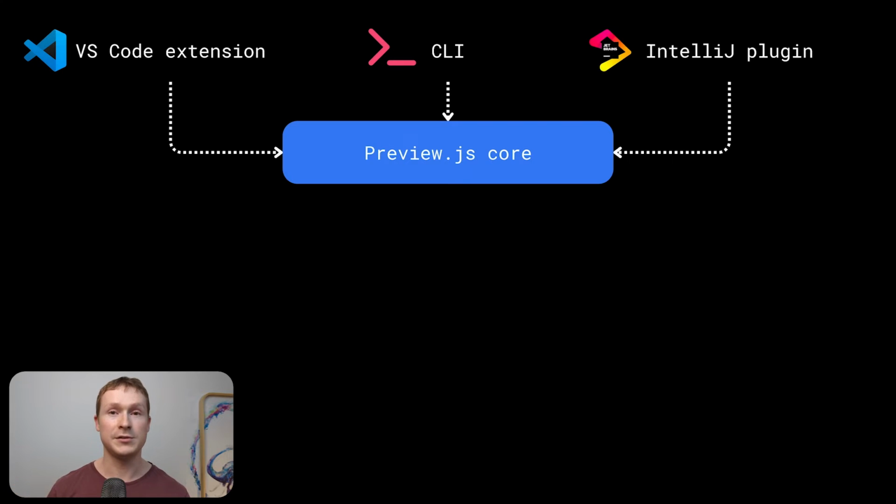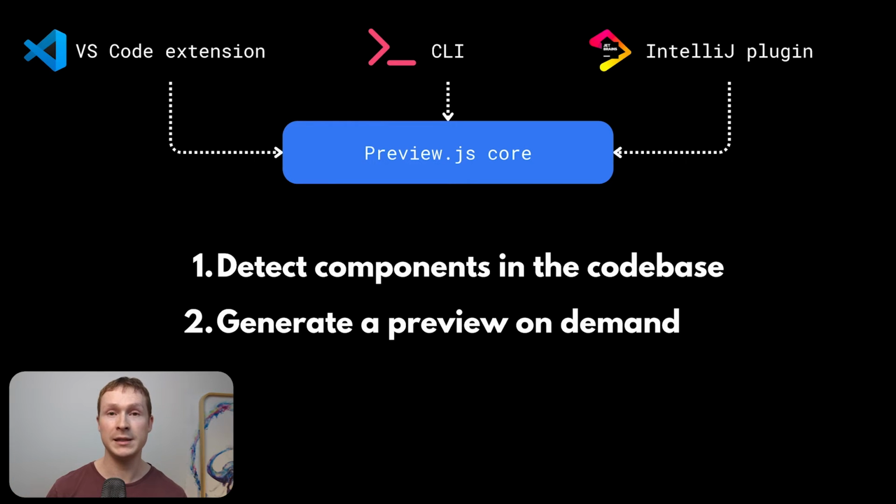Now, before we get on to how Preview.js uses the Vite dev server, I need to give you a bit of an overview of how Preview.js itself works. There are actually three variants of Preview.js. There's the VS Code extension, the command line interface, and the IntelliJ plugin. They all invoke the same Node.js process that runs the Preview.js core package. The core package is in charge of two things. First is detecting components in the codebase, and the second is actually previewing them with some kind of server.